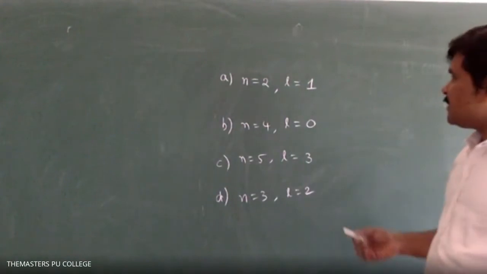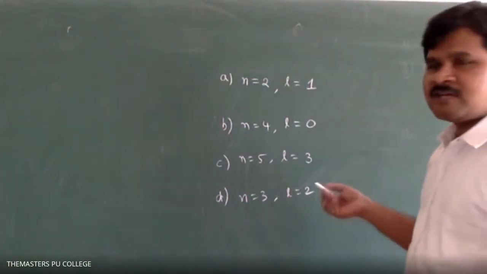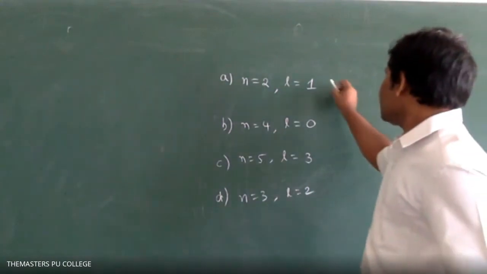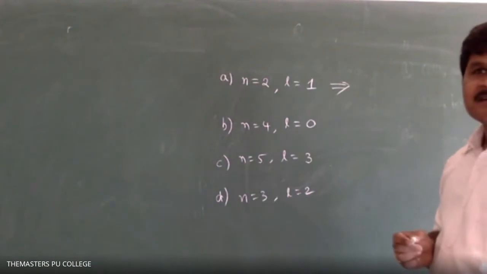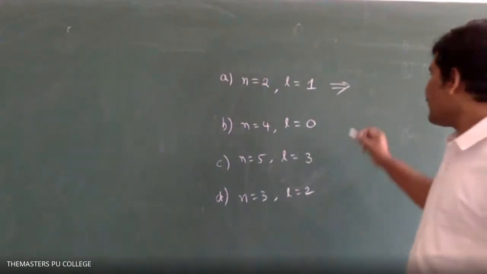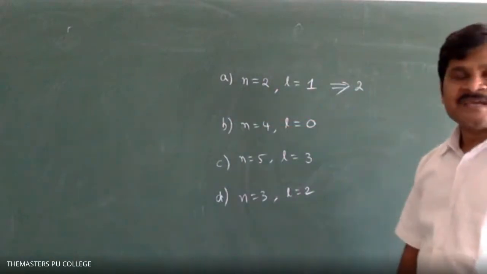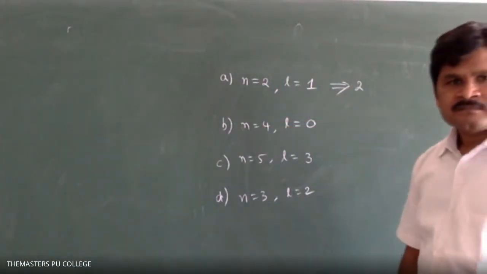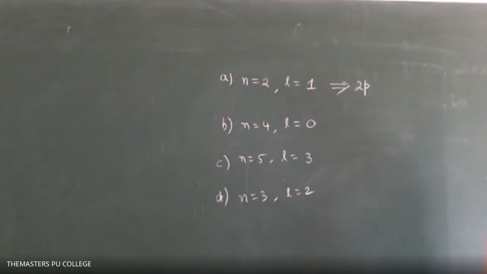First one I am explaining, the remaining you have to try. See, here what is the n value? 2. Write 2 as it is. L is equal to 1 means p orbital. So the answer is 2p for this set. Can you write the remaining?